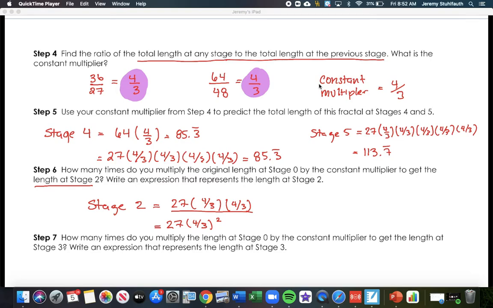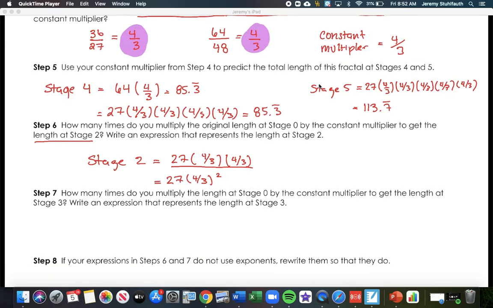Now, if you look at step 7, it asks, what about if you are looking at stage 3? Stage 3 would look like this. You'd have 27 times 4/3 times 4/3 times 4/3. And because 4/3 shows up in that factored form 3 times, we have 27 times 4/3 raised to the 3rd power.